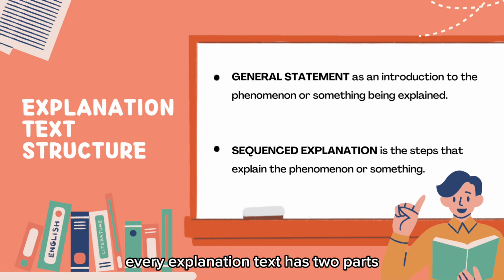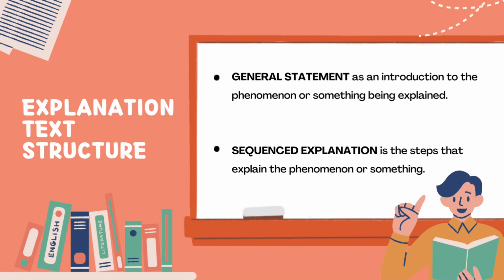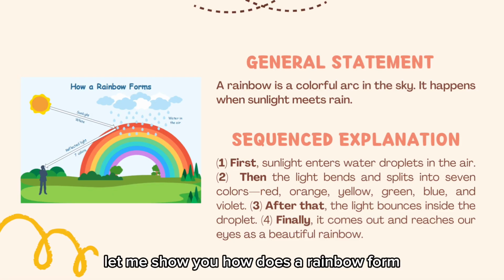Every explanation text has two parts. Part 1 is the general statement, as an introduction to the phenomenon or something being explained. And then part 2 is the sequenced explanation, which is the steps that explain the phenomenon. Let me show you how a rainbow forms.